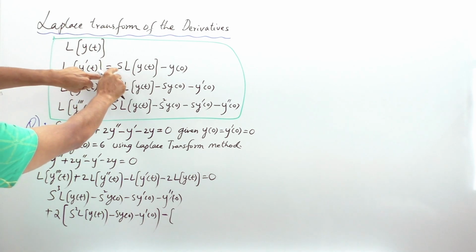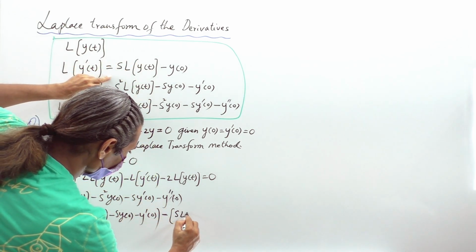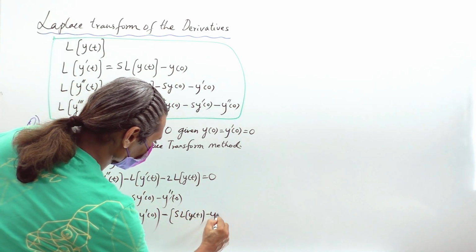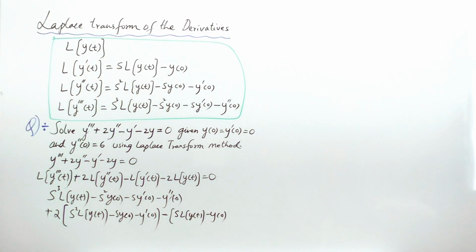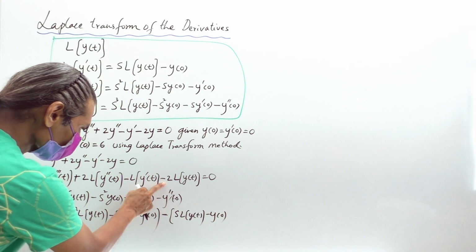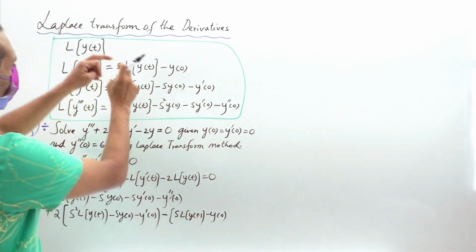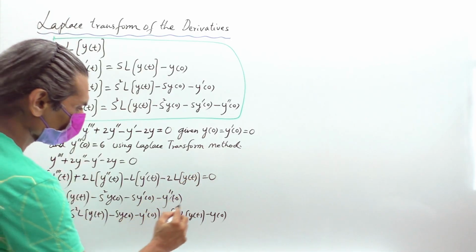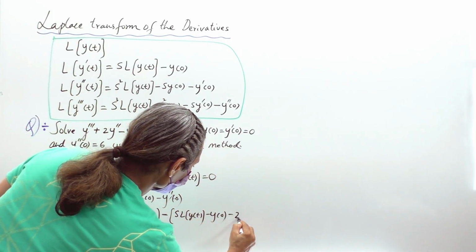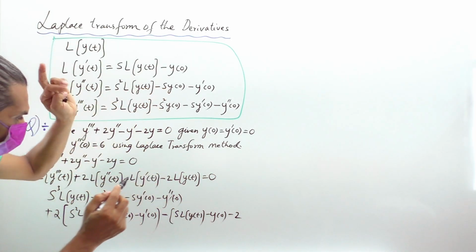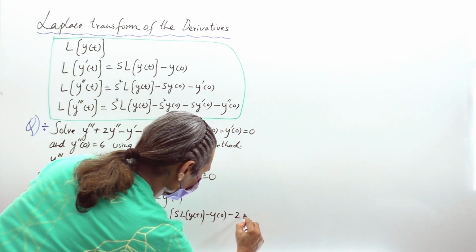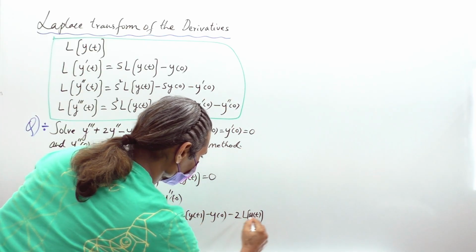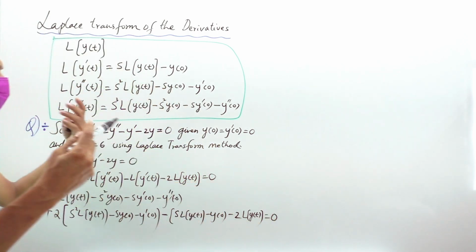So what is L{y'(t)}? It is s·L{y(t)} − y(0), and lastly we have minus 2 into L{y(t)}. What I told? Whatever we have L{y(t)}, keep it as it is. That's all. So minus 2 into L{y(t)}. Done. So we have it as L{y(t)} equals, Laplace of 0 is 0.